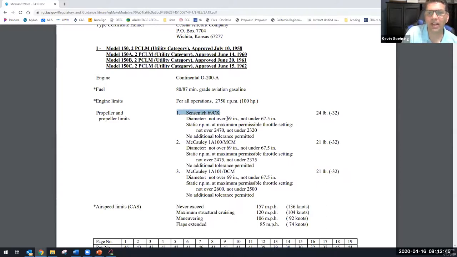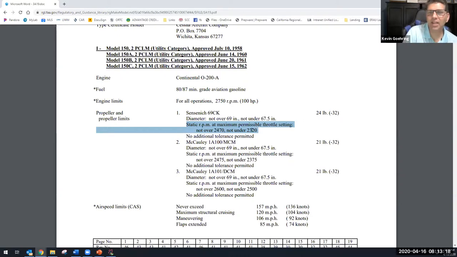It tells me right there the diameter must not be over 69 inches, not under 67.5. However, right here is what I'm talking about: static RPM maximum permissible throttle setting. It cannot be over 2470 or not under 2320. So I have my static RPM check. It means I have my brakes on and the aircraft is not moving. That's very important. I look at my tachometer, and it must fall between those two limits.